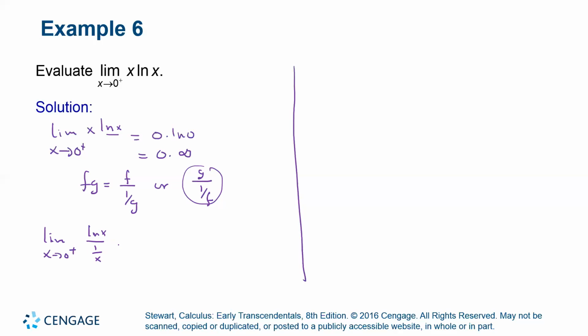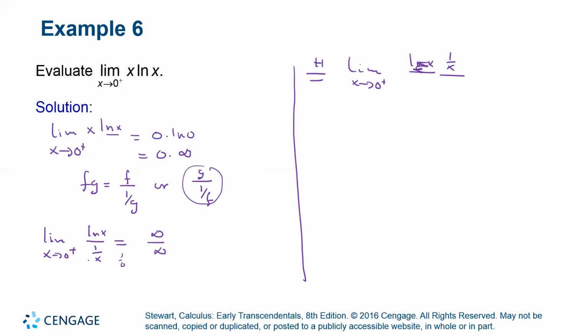Now, let's check what happens as x goes to 0. The denominator is 1 over 0, which is infinity, and the numerator is also infinity. That is an L'Hopital's rule type. Now, let us apply the L'Hopital rule here. We have the limit as x goes to 0 from the right of the natural log of x over 1 over x. Differentiate natural log of x, you have 1 over x.